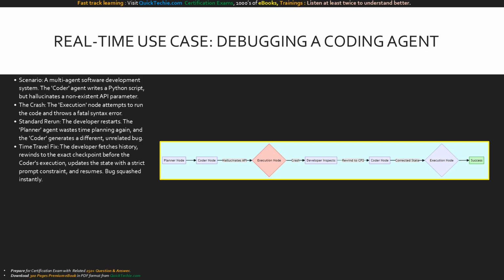If you use a standard rerun, the planner wastes precious minutes and API costs replanning, and, because of LLM variance, the coder might generate a completely different, unrelated bug. This makes debugging a nightmare.